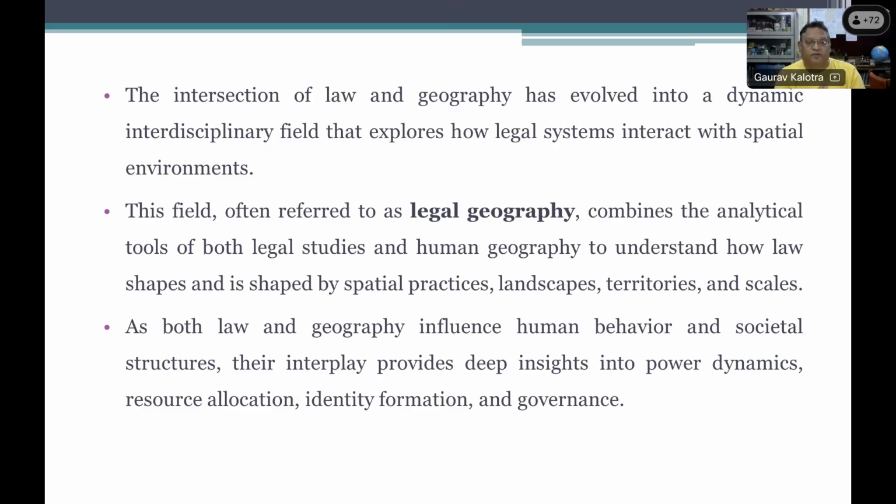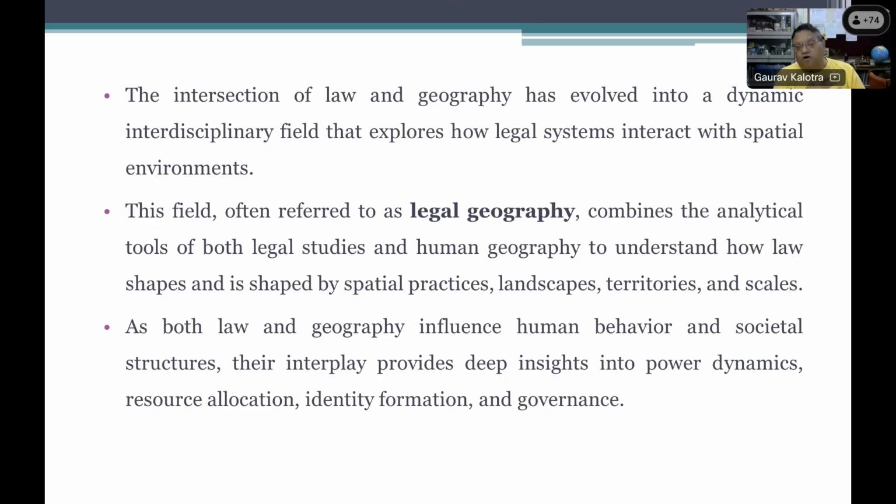Wherever you study space or area, geographers come into it. So you have legal geography, social geography, commercial geography, management geography, tourism geography, you name anything. Wherever we are talking about land and territories, geography comes in. Similarly, law also is for the people and it is geographic, it is territorial. So the branch which studies law and geography is known as legal geography.